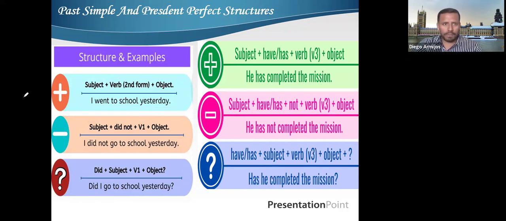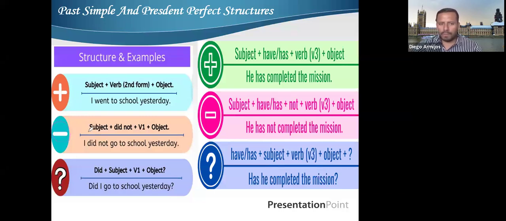So here we have the subject. What is the subject? I. What is the verb? Went, which is in the past tense, of course. And what is the object? To school yesterday. All right. Now, this is an affirmative sentence, okay? How do you make a negative?